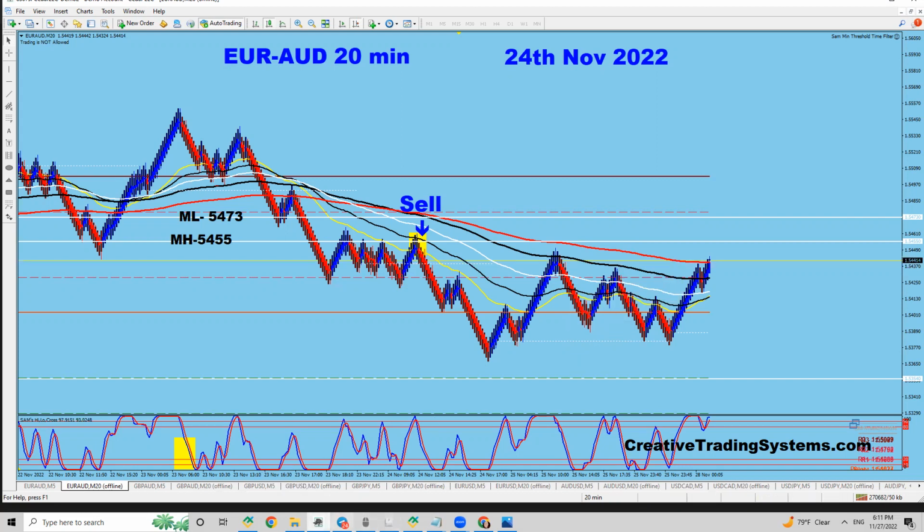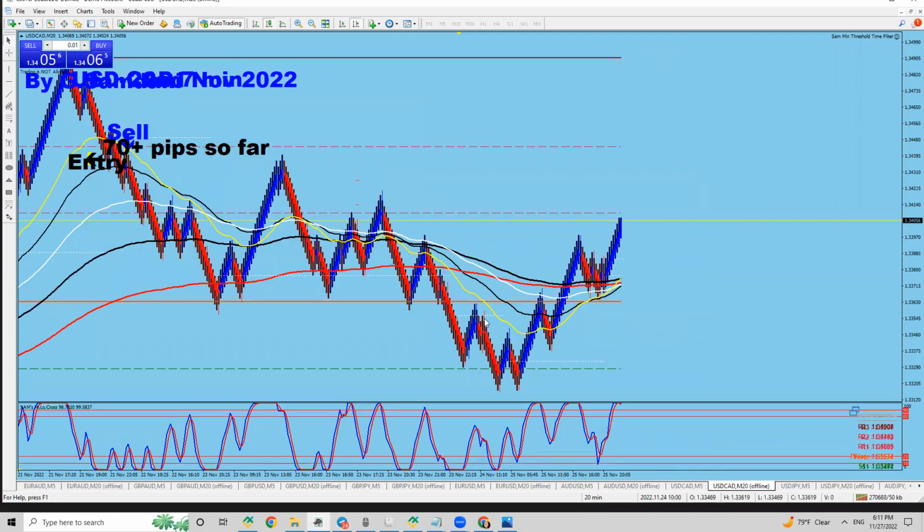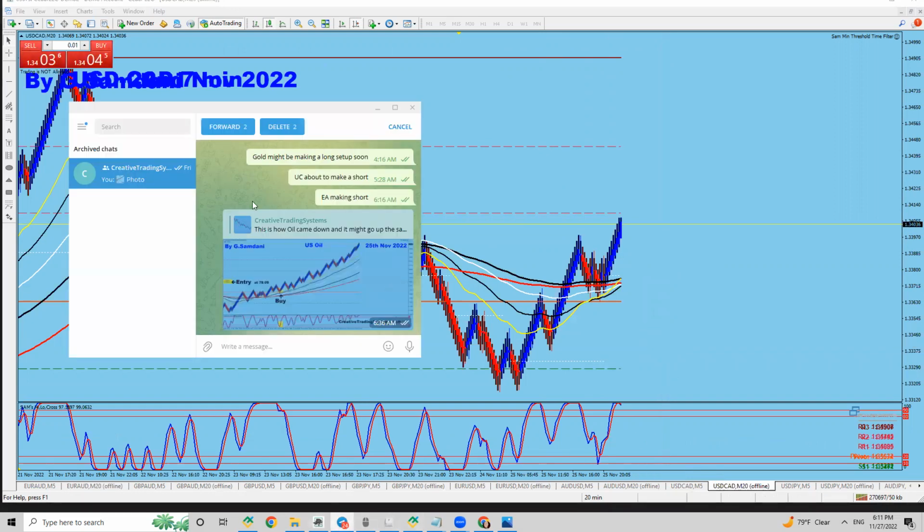So now this is the one. Then let's go on to the second one. You see, about to make a short, and it is also at 5:28 a.m. on the 25th. So this was the entry, and it went up and it was a 25 pip loss here, right? Okay, this was Friday, and that's what happened on Friday, by the way.